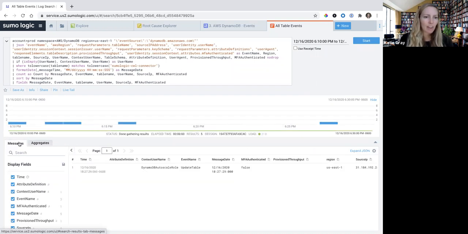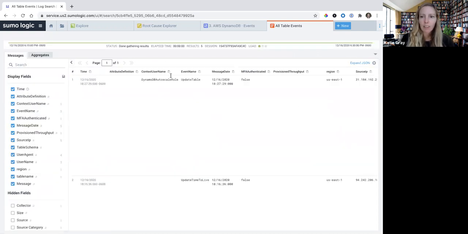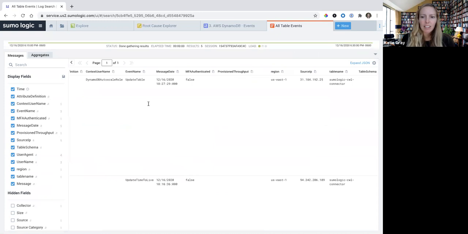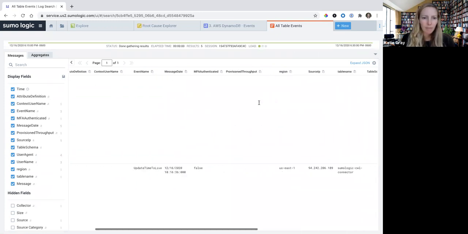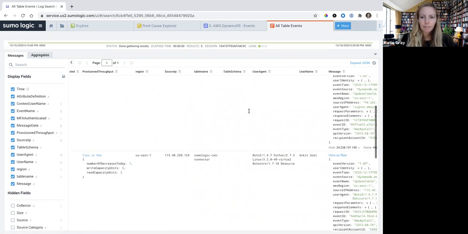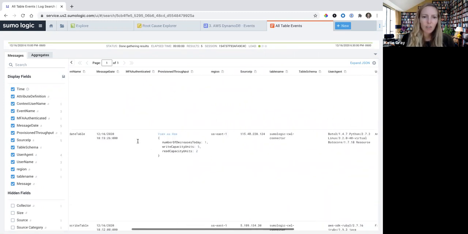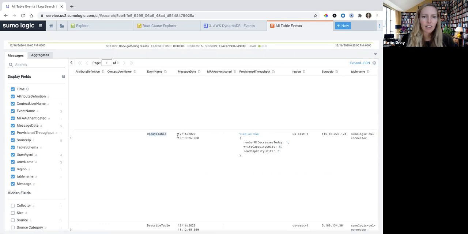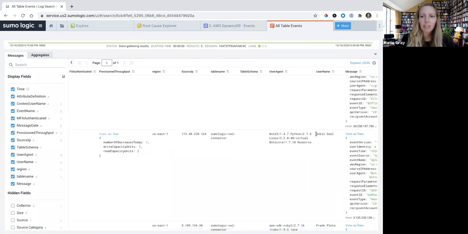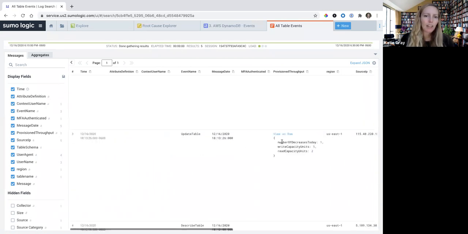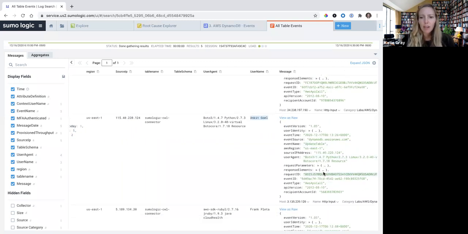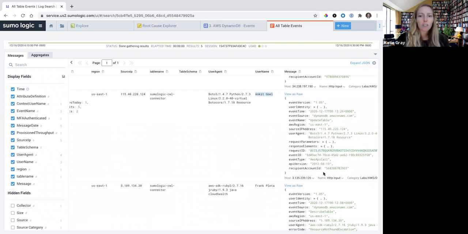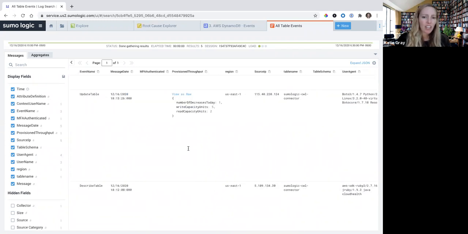Here I can switch from aggregates to messages. Okay, and I can see right away the update table event. And there's a couple of them. And then I can actually see who that user is. Here is an update table event that Ankit implemented. So I can go see what that change is here in the request parameters. And I can also go talk to that engineer about exactly what they changed.